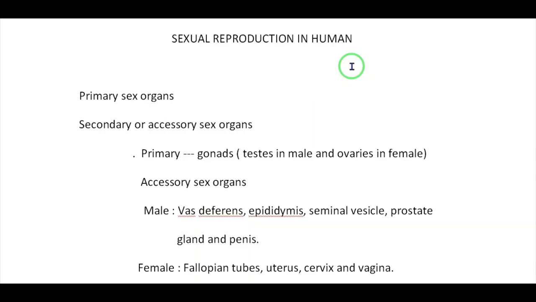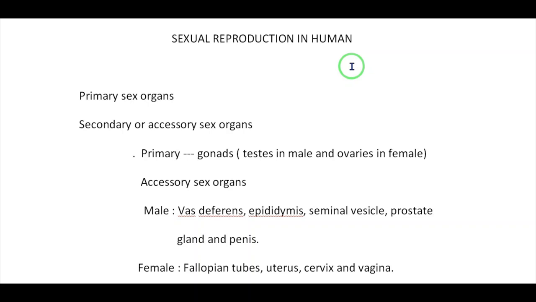This sexual reproduction you have already studied in the 9th standard also. In human beings, the male and female reproductive organs differ, structurally as well as functionally. The male reproductive organ is known as the testes and the female reproductive organ is known as the ovary.